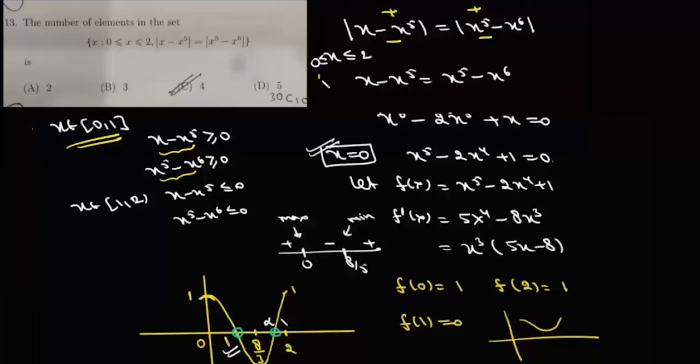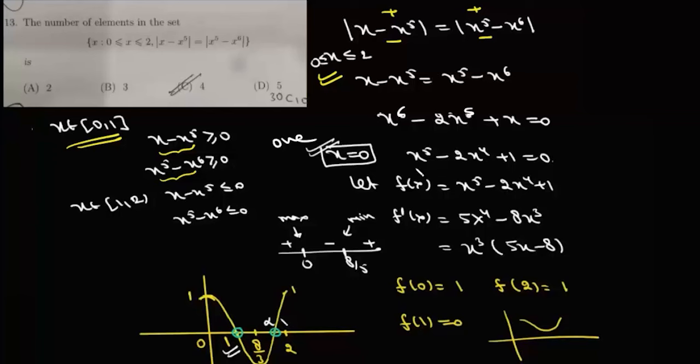So simply we can write this as x minus x to the power 5 equals x to the power 5 minus x to the power 6, which is x to the power 6 minus 2 x to the power 5 plus x equals 0. Now here we can take x common. So one of the roots will be x equals 0. Now we need to check if there are other roots possible.